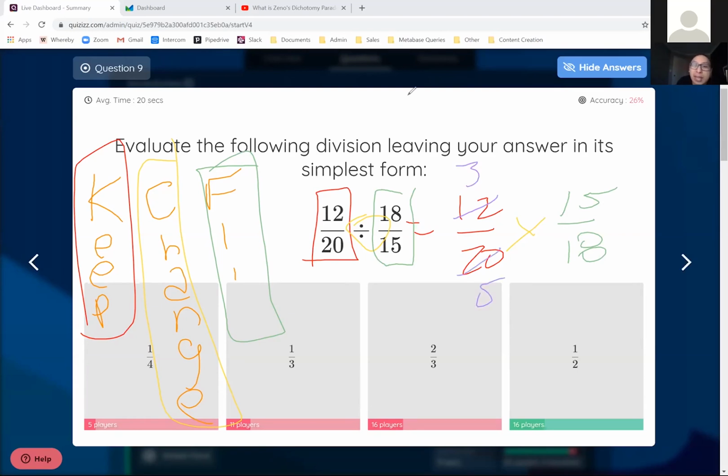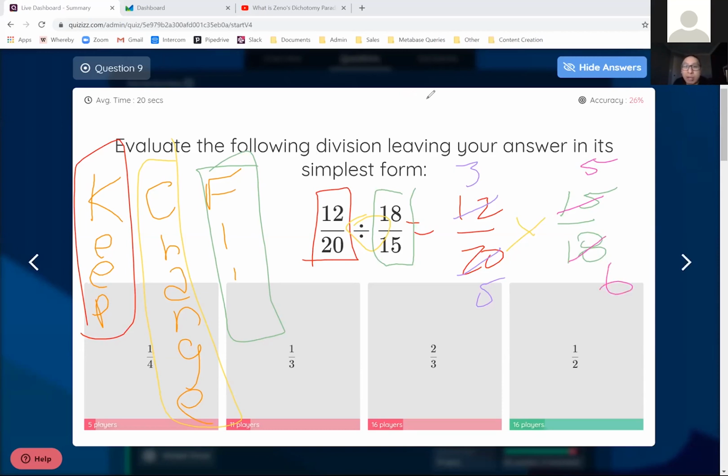Now I look again, are there any common factors? I can mix and match any number from the top with any number on the bottom. I'm going to do 15 and 18 just to do that one first, right? So any common factors in 15 and 18? Yeah, 3 goes into both of them. 3 goes into 15 5 times. 3 goes into 18 6 times.